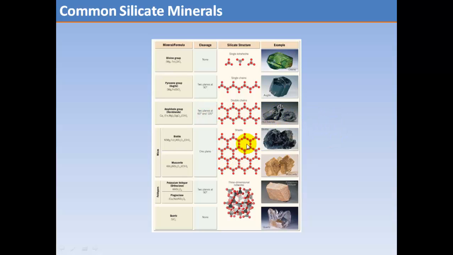Then we have our sheet structure silicates, or micas: biotite and muscovite. Biotite is a dark silicate that has our heavier minerals in it, the magnesium and iron. Our lighter silicate is muscovite. Then our complex three-dimensional network is our feldspars, which are potassium feldspar and plagioclase feldspar. And then here's our quartz.